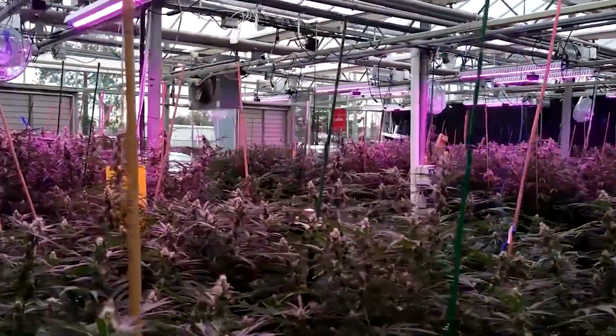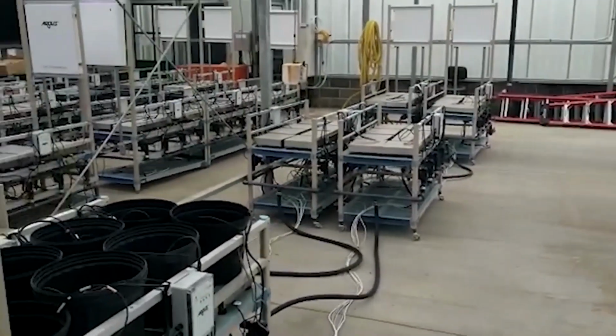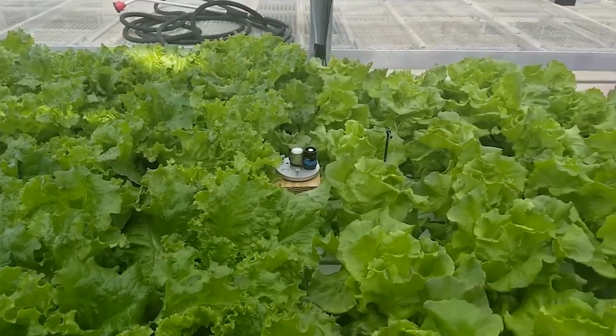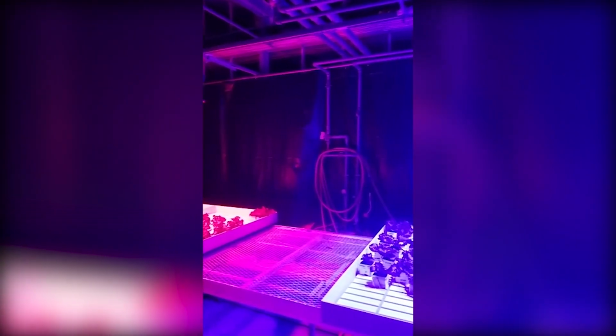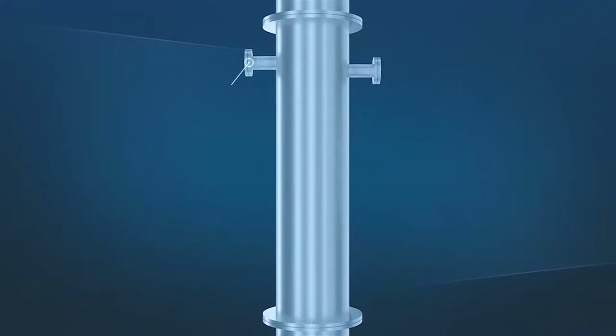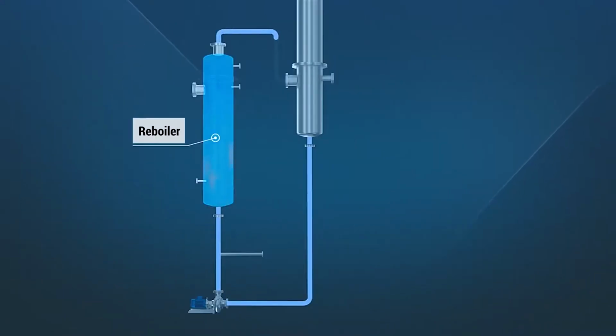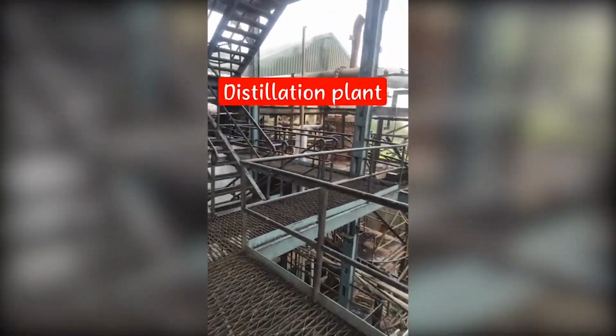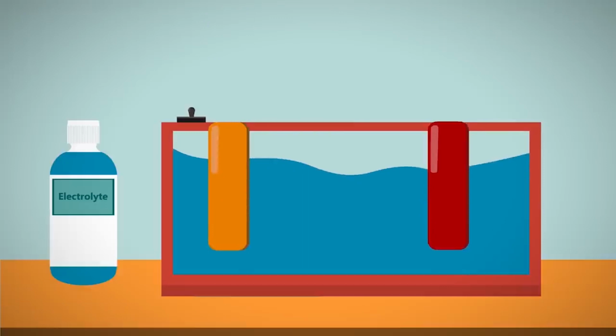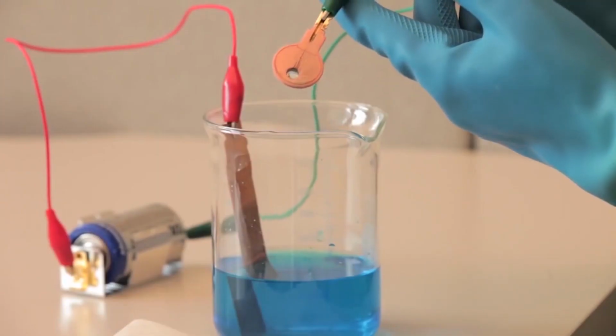Controlled environment agriculture refers to growing crops in controlled environments like greenhouses or indoor vertical farms. Industrial distillation is the separation of different components in a mixture based on their boiling points. Electroplating is the process of coating a metal object with a thin layer of another metal using electrolysis.